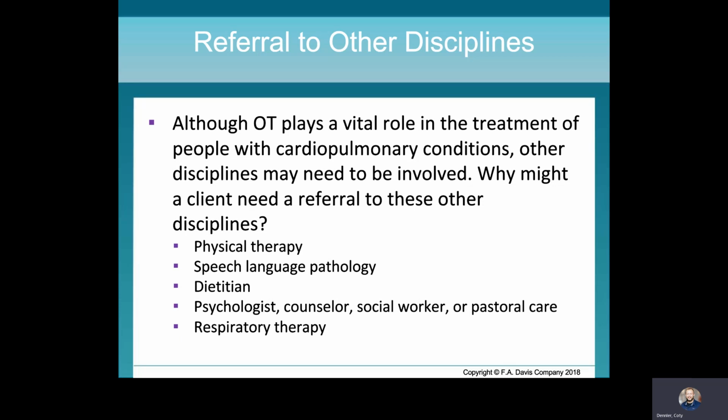It's totally fine to say they might need speech, PT, or a dietitian, or whichever. It's totally cool. I've done it many, many times.